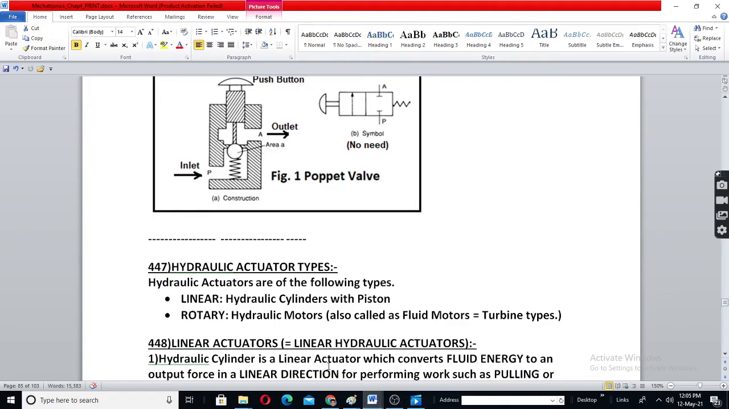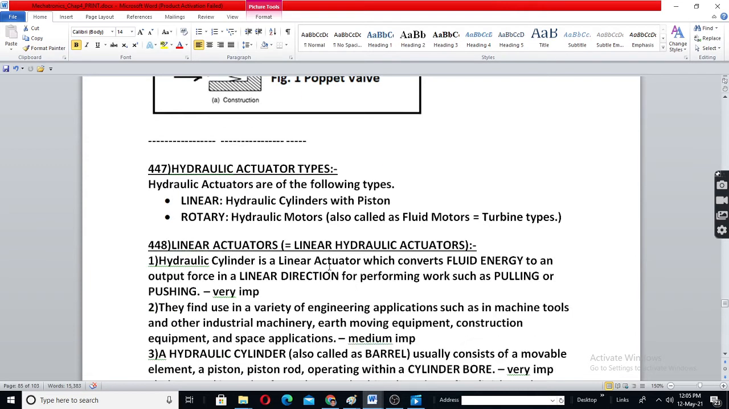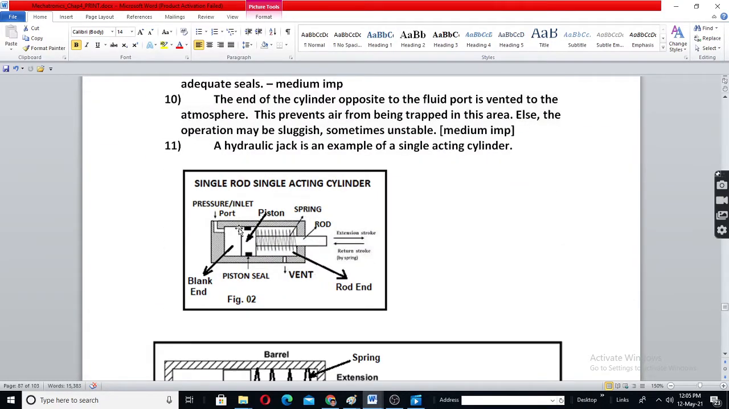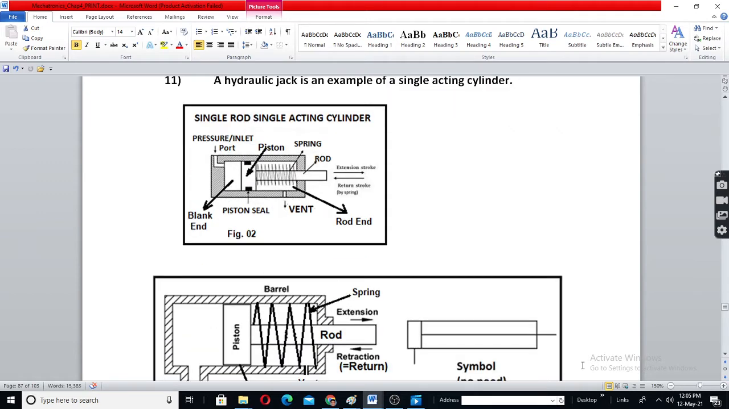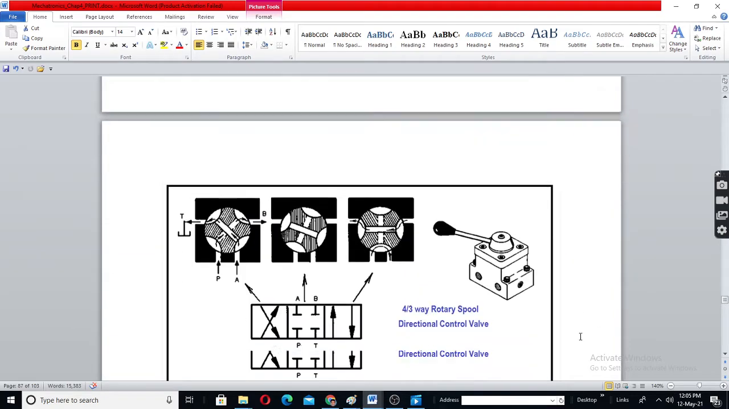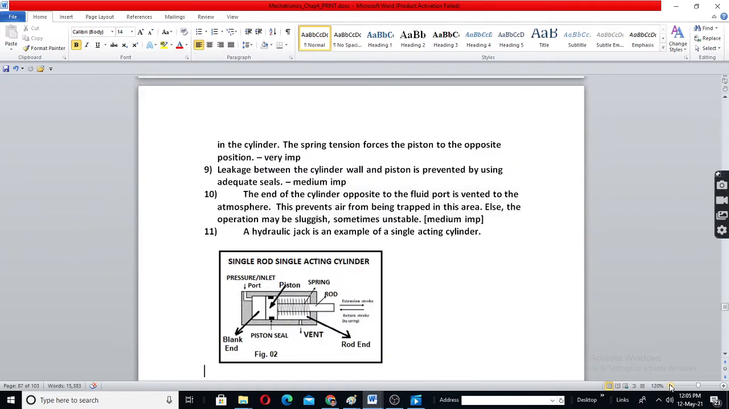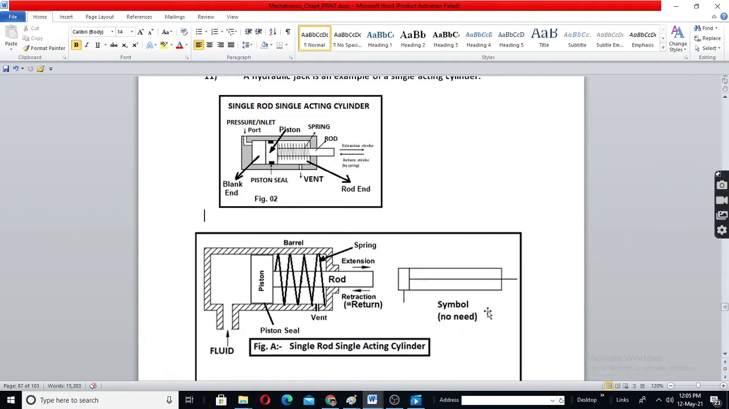Class 199. Types of hydraulic actuators. It can be linear and rotary. Okay. So linear actuator means it will have a cylinder and piston. See here, cylinder and a piston. Piston is also called as barrel. Both are same figure.